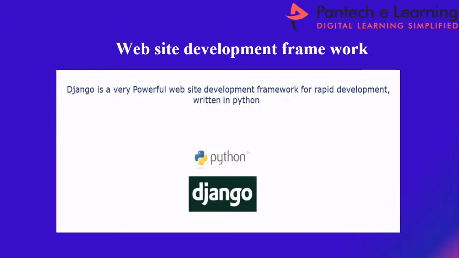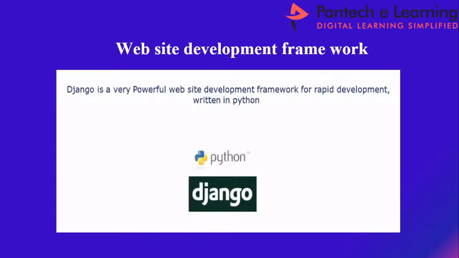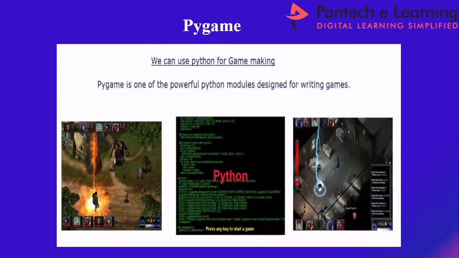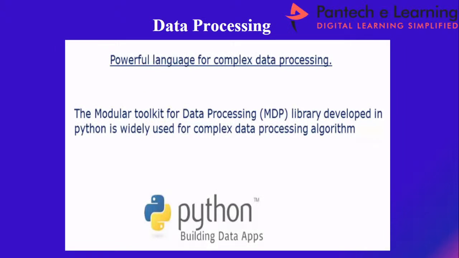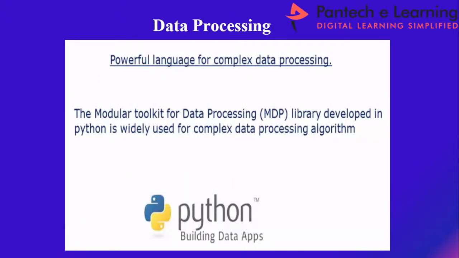And website development framework. So Django is a very powerful website development framework. It is written in 100% Python language, pure Python. So what makes this language, you can understand it has got its impact in a variety of fields. So a variety of applications can be developed using this Python language.